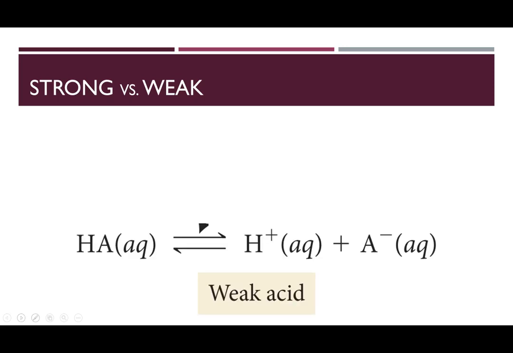For a weak acid or a weak base, we're going to see this double-sided arrow. We're going to see this equilibrium. Some of the acid breaks apart into its hydrogen ions and whatever it's attached to is the anion. Some of it stays together as this complex, as this H attached to the anion. And we will see a dynamic equilibrium take place here.